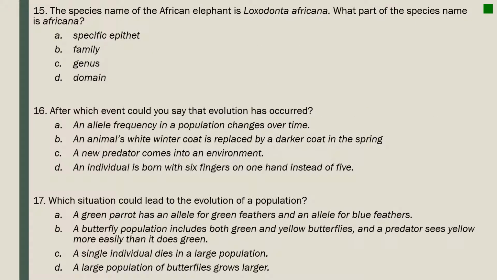15. The species name of the African elephant is Loxodonta africana. What part of the species name is africana? A. Specific epithet. B. Family. C. Genus. D. Domain.